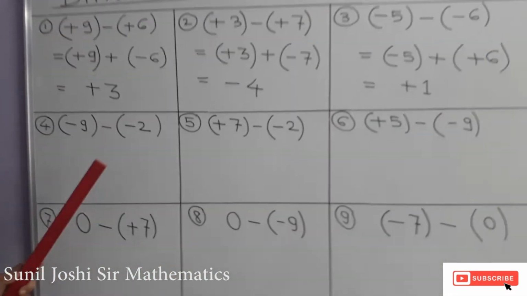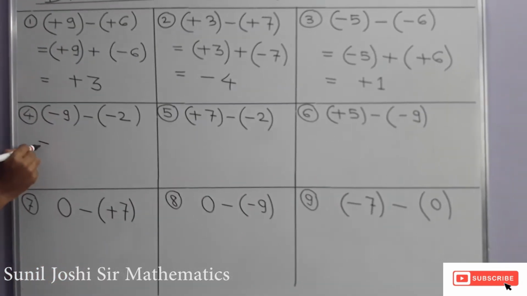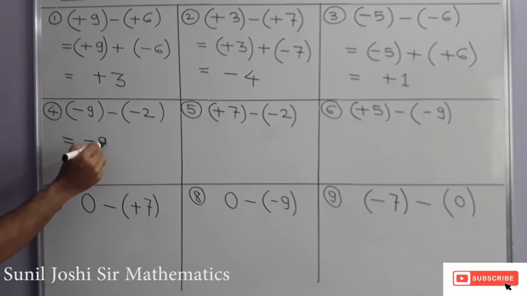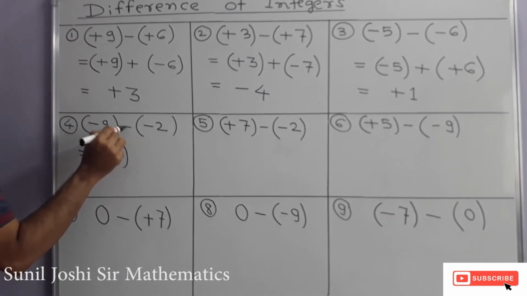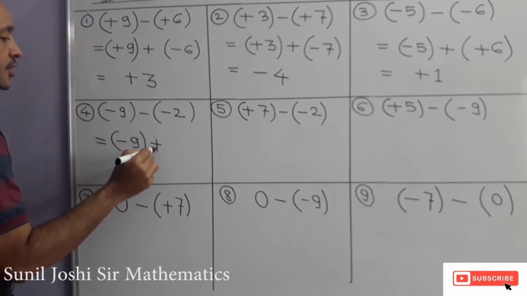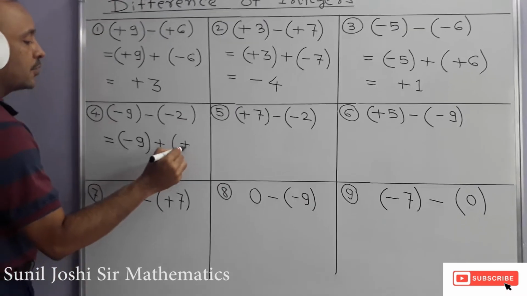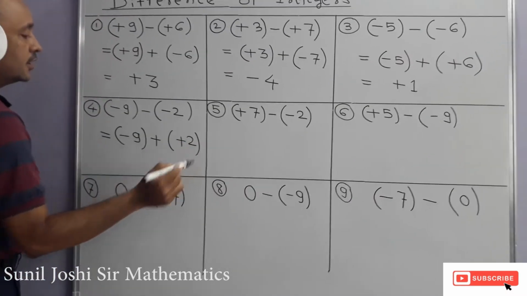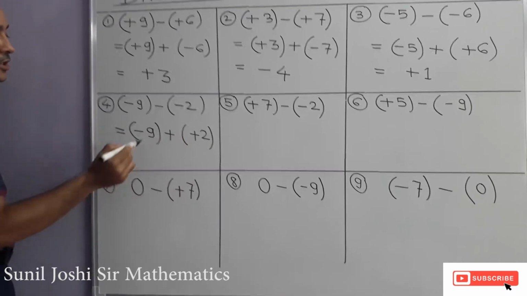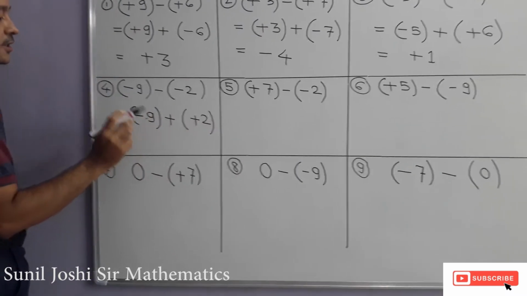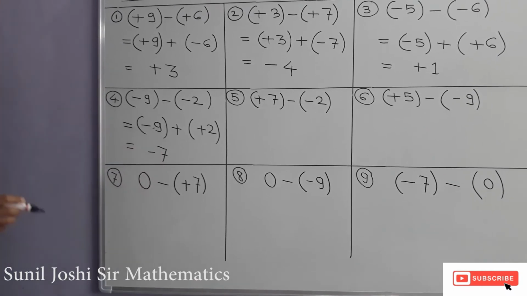Let us go to the next example. So the first integer as it is. First integer, there is no change, it is negative 9 as it is. Then difference, that is subtraction, is converted to addition. Then the opposite number of this is positive 2. Then see the numbers, different signs means subtraction. 9 minus 2, the answer is 7 and the answer is negative 7, greater number sign.